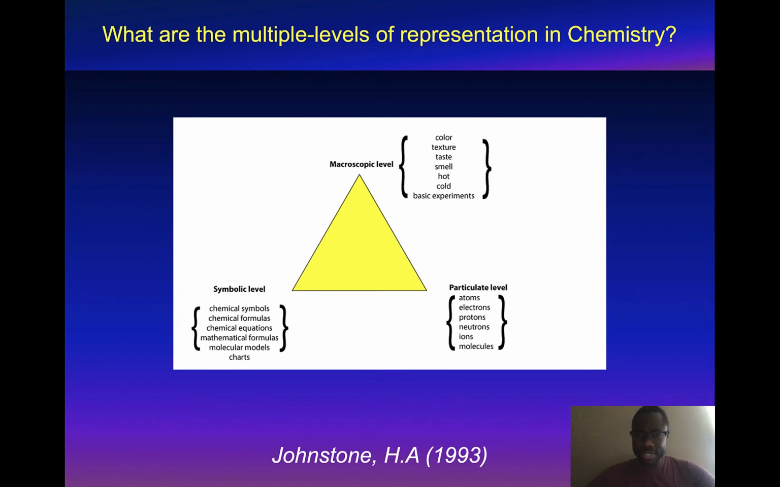In this talk, we will discuss the three levels of representation in chemistry. So what are these levels? The first level is called microscopic, the second level is called particulate, and the third level is called symbolic.